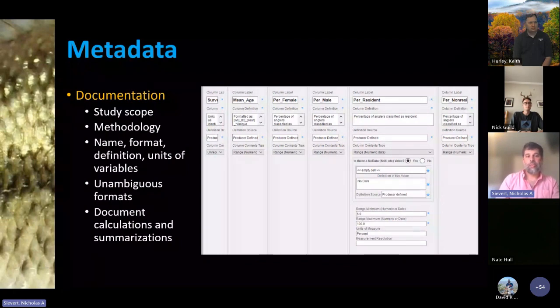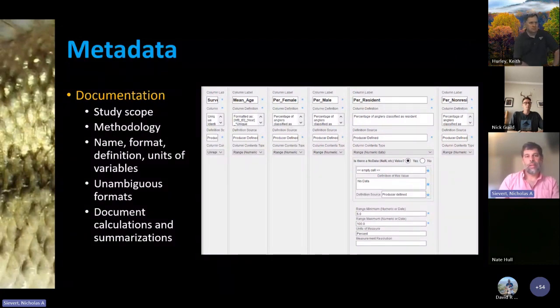And then obviously if any of your fields are based on calculations or summarization. So for example, if you're calculating angler preference and you have a column that's like percentage of preference or something like that, what percent of anglers are targeting X species? Documenting how you're actually calculating that is really important.